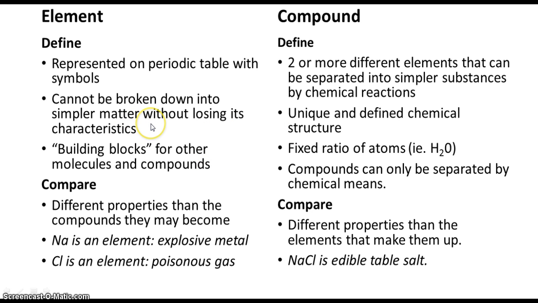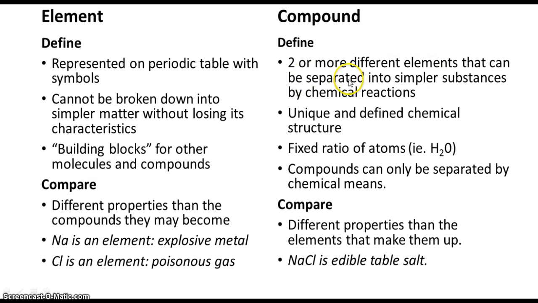So you can break an element down into its protons, neutrons, and electrons, but they do not behave like the element that you pulled them out of. And then they are the building blocks for other molecules made up of multiple elements that become compounds, or molecules that have all the same elements but just become bigger. For instance, oxygen is an element on the periodic table. If you put two of them together, it becomes oxygen gas, which we breathe and use every single day.